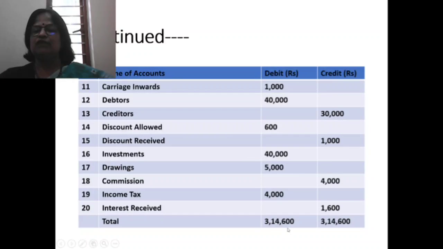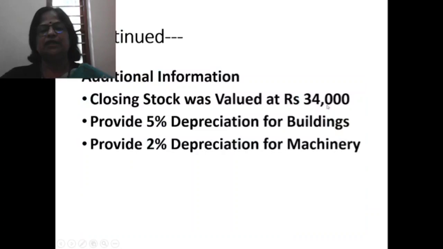Total of the trial balance 3,14,600. Now additional information: closing stock was valued at 34,000. So closing stock goes on the credit side of the trading account, and it will be an asset in the balance sheet. Now provide 5% depreciation for buildings. This value you have to calculate. Provide 2% depreciation for machinery. This value also you have to calculate. Whatever the calculated values are will be debited to the profit and loss account, and subtracted from the value of the asset in the balance sheet. Since it's appearing outside the trial balance, two adjustments.